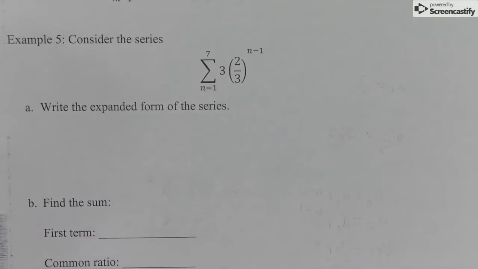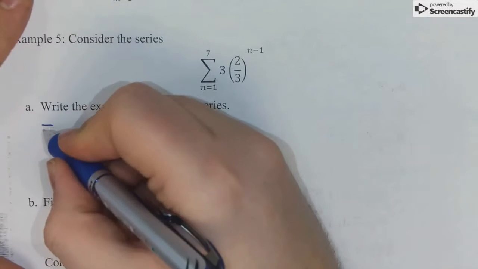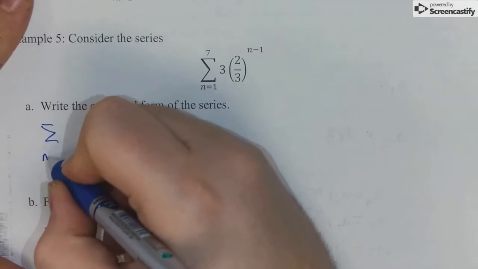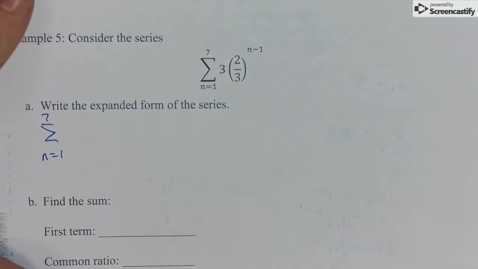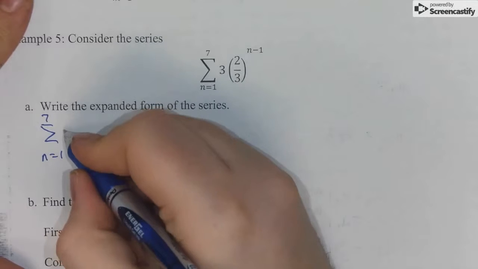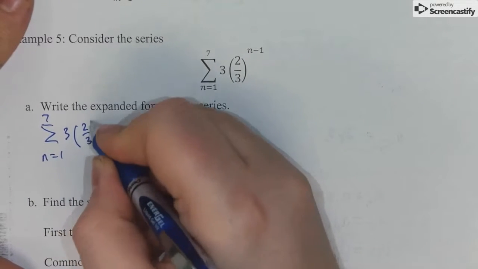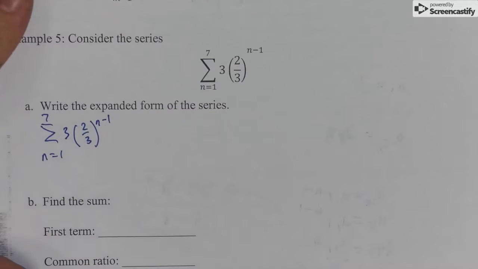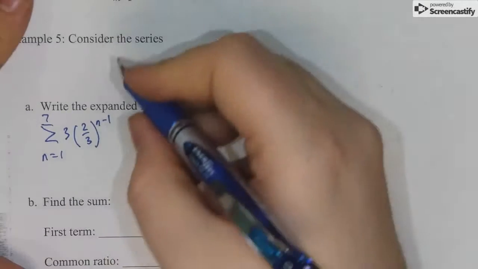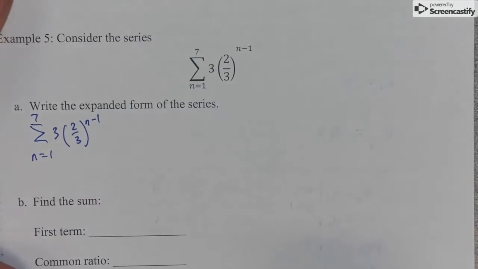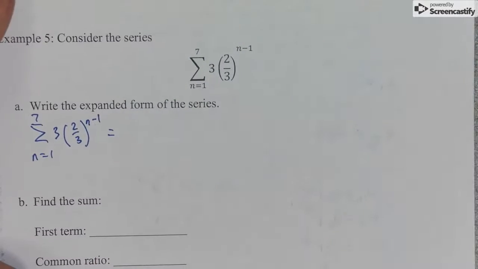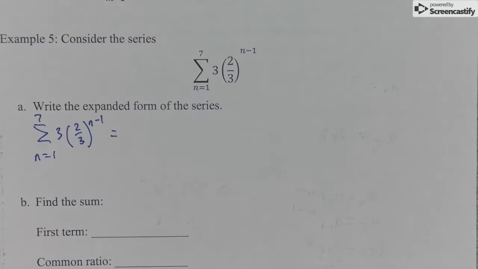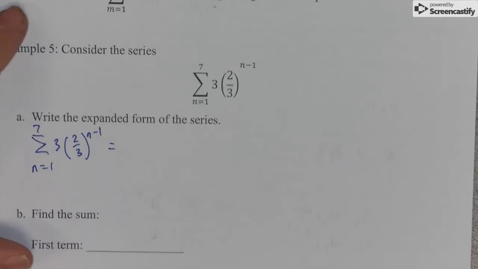So the expanded form of this would be the summation n equals 1 to 7 of 3 times 2/3 to the n minus 1. Since it says n equals 1 to 7, I'm going to start with n equals 1 and go all the way up to n equals 7, and I'm going to be adding each of these terms together. So summation means you're adding everything up.